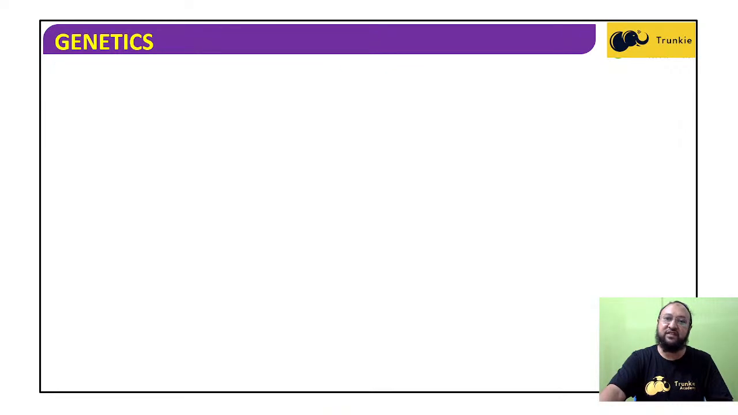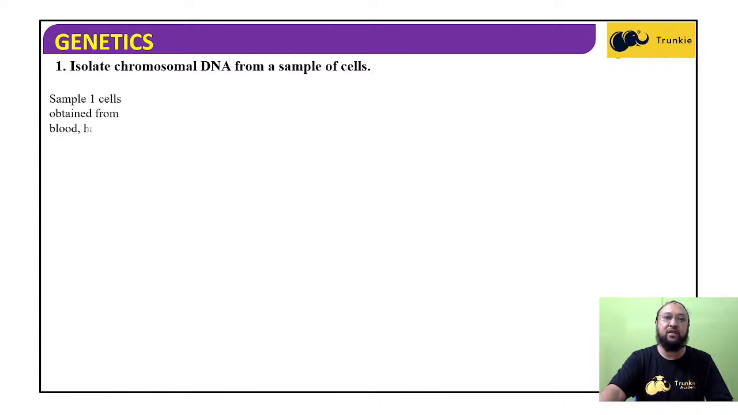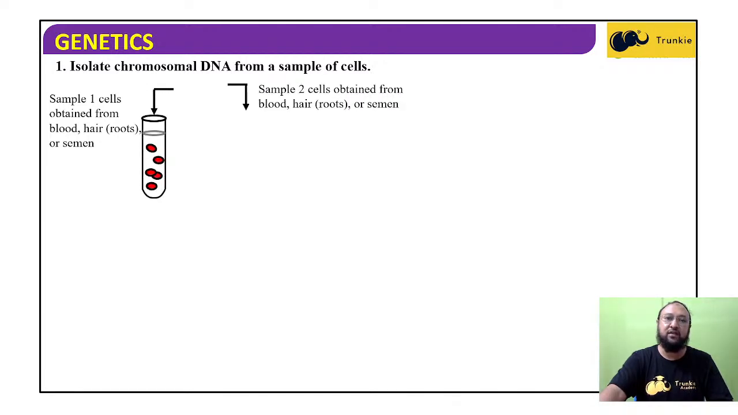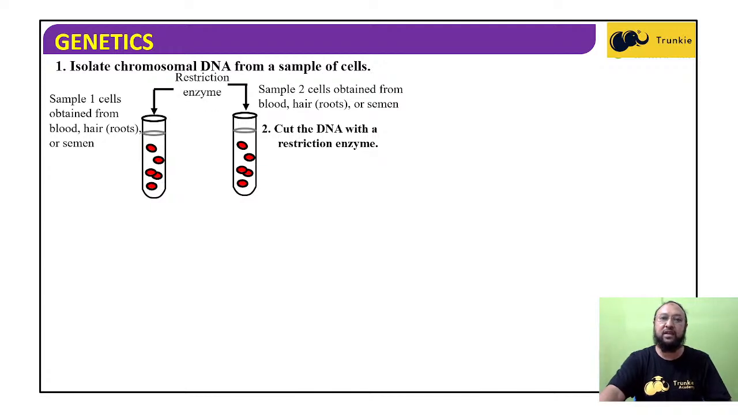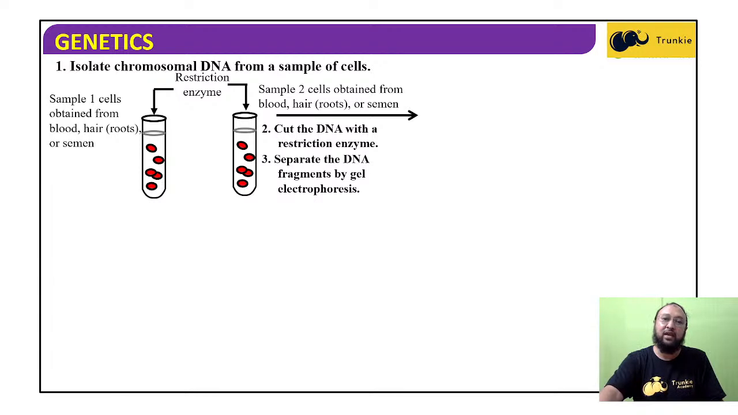Genomics, forensic science. Isolate chromosomal DNA from a sample of cells, such as cells obtained from blood, hair roots, or semen. Then we extract the DNA and cut it with a restriction enzyme.